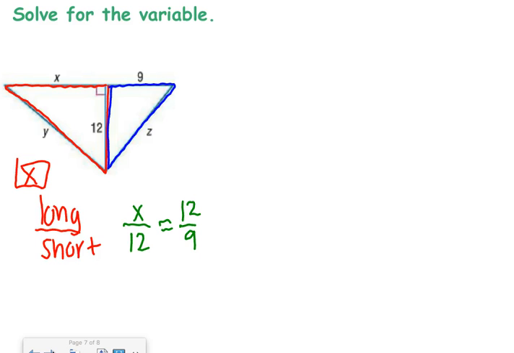Okay. So do you see how we still got the same thing times itself even though it's not a variable? It's still a number. So 144 equals 9x. What's x? X equals 16. Because 9 is our short leg, and you can see from our little code over there, it's long over short. So then you go 12 over 9.